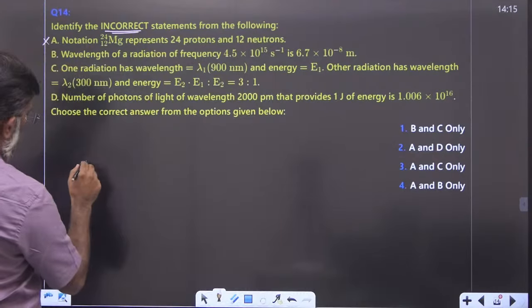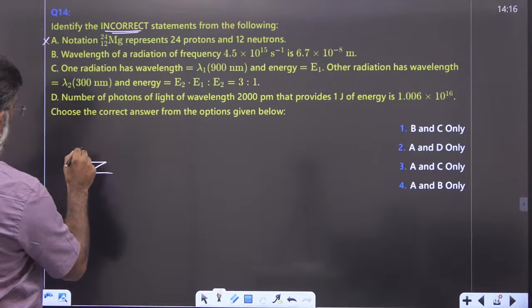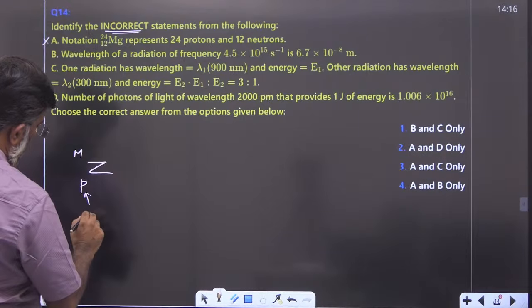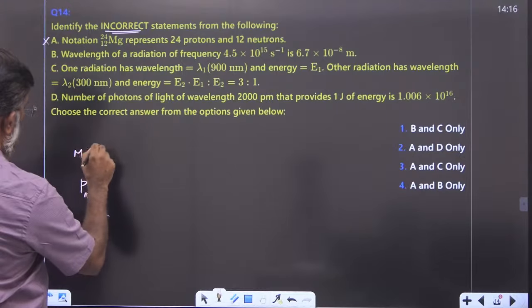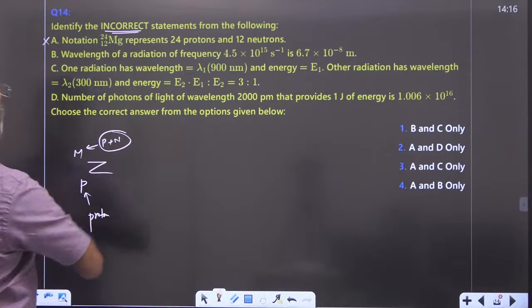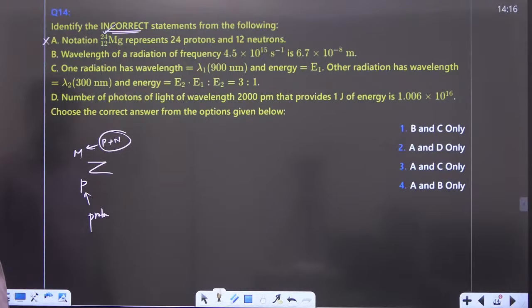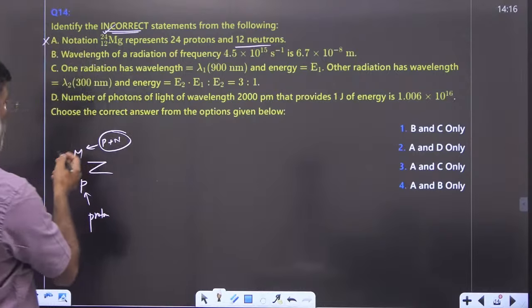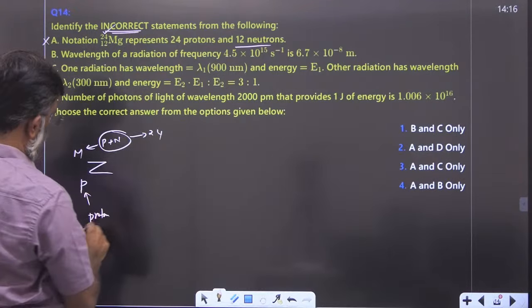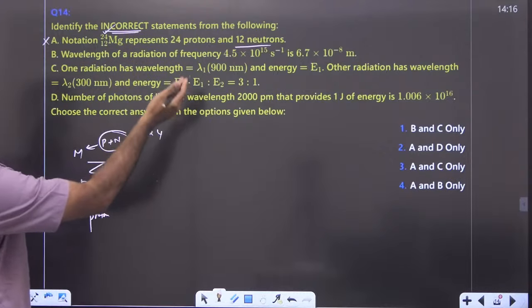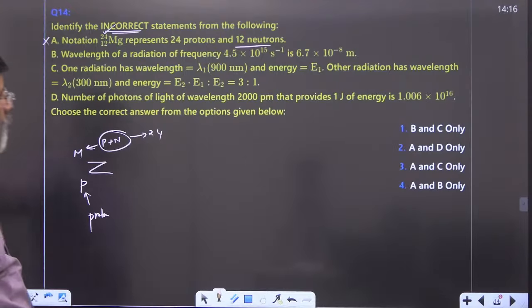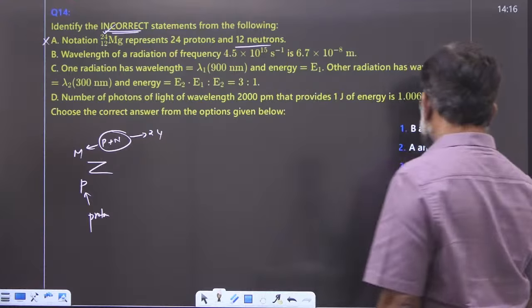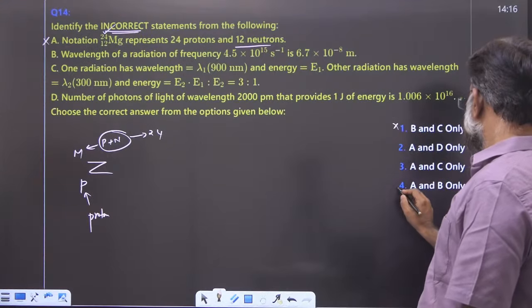When you have the representation, this is the number of protons, you know. And this is the number of protons plus neutrons. So this 24 equals the number of protons plus neutrons. So 24 protons is wrong. 12 neutrons is correct, because proton plus neutron is 24 and proton is 12. So that part is right, the other is wrong. So A is wrong and is a part of the answer. Any of the others could also come.